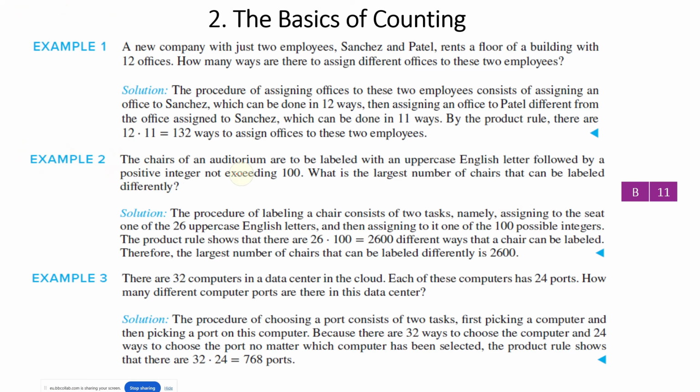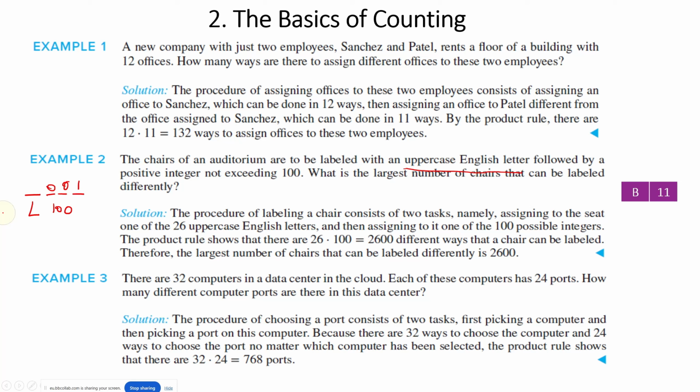For example, the chairs of an auditorium, like a big classroom, have to be labeled. Every chair gets a sticker with an uppercase English letter followed by a positive integer not exceeding 100. So every chair is going to have a letter, and then a number that is at most 100, so it can be 001, 002, and so on. It can be anything.